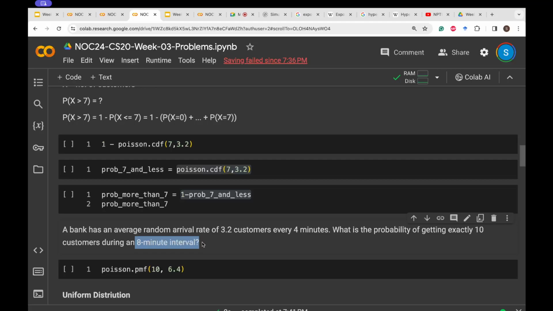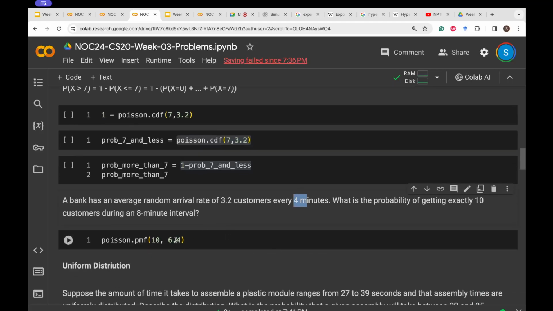Okay, Akhilesh, do you have a doubt? Yeah. Can we do it the other way around? 5 customers in 4 minutes? That we don't know. We don't know that 5 customers were arriving in 4 minutes. So in overall 8 minutes, 10 customers were arriving. Okay. Here this is an average, 3.2 customers every 4 minutes. So you can multiply this by 2. So it is 6.4 in this case.